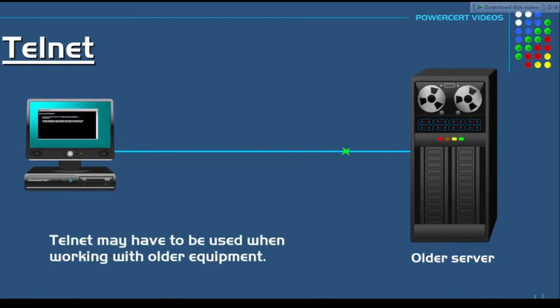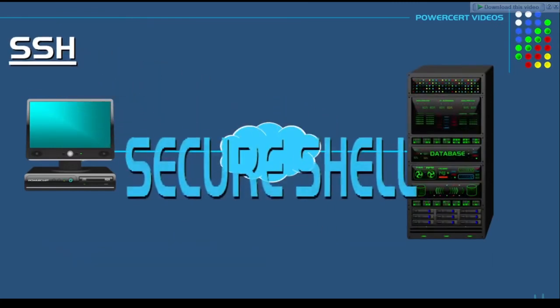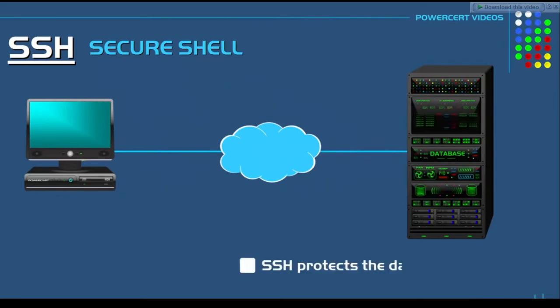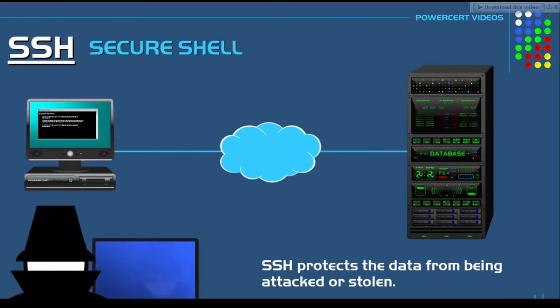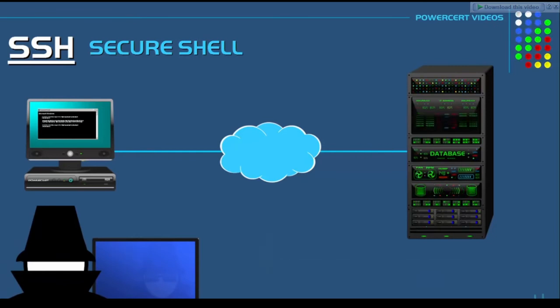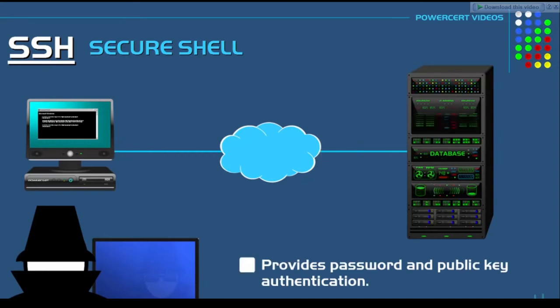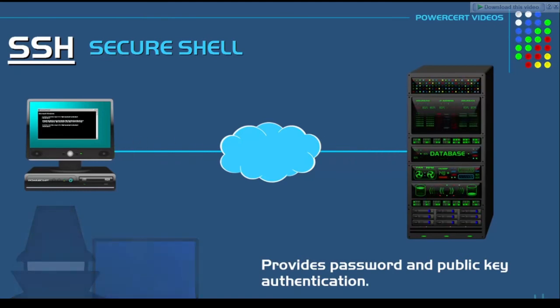such as SSH. Now, SSH, or Secure Shell, is a better alternative to Telnet. Secure Shell protects the data from being attacked or stolen as it's being transferred over a network. As I stated before, if you are sending sensitive data like a login or password, a hacker could be listening and steal the data. That is the reason for Secure Shell. Secure Shell encrypts the data during the transfer and protects it from potential threats. In addition to encryption, it also provides password and public key authentication. So Secure Shell does everything that Telnet does, but it's a secure protocol, and that's what people use today instead of Telnet.